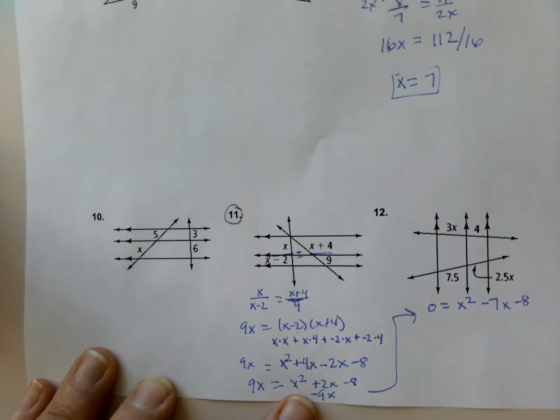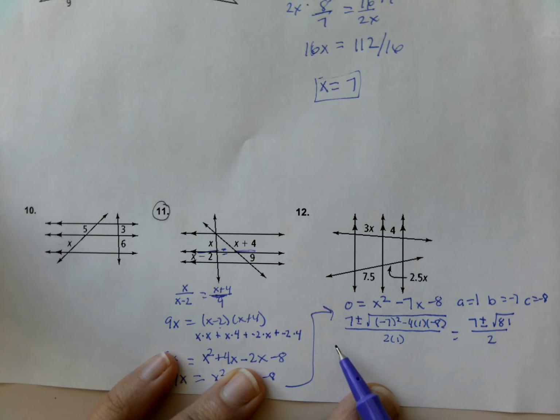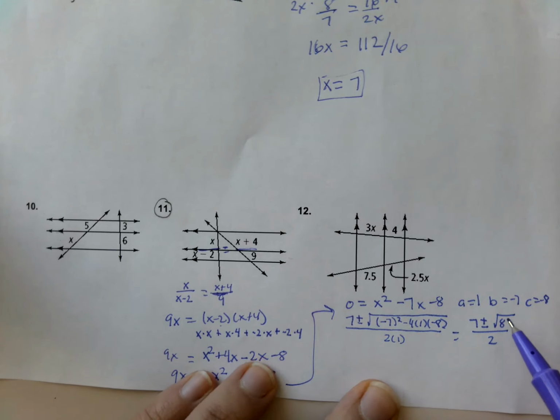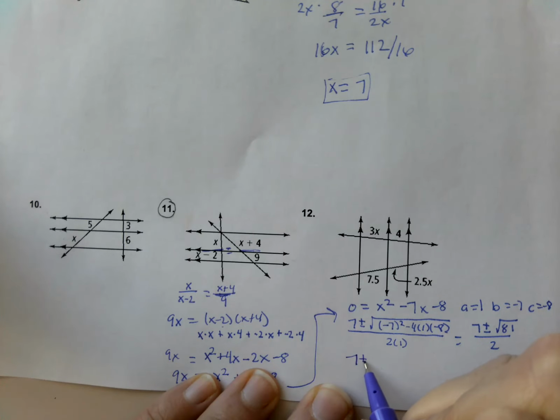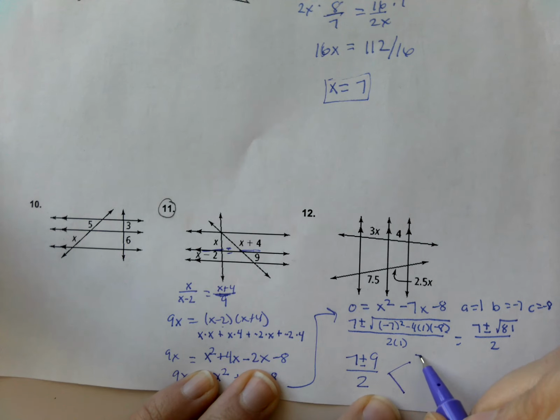So now I have to use my quadratic formula. My A, B, C, plug it in here. If this part is confusing to you, go back to the geometry view, quadratic formula. This is a perfect square. So now I have 7 plus or minus, this perfect square of 81 is 9. Two answers here. 7 plus 9 divided by 2, 7 minus 9 divided by 2.